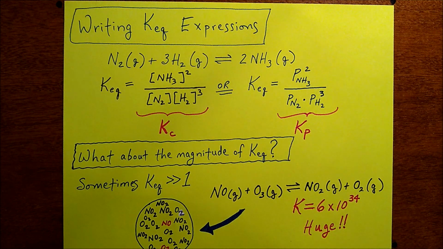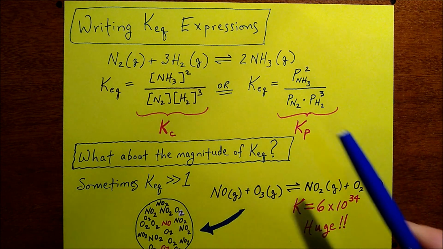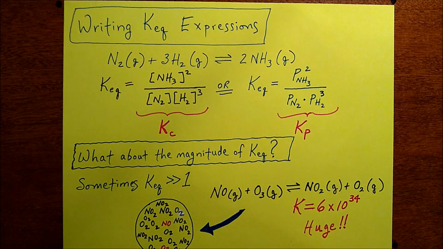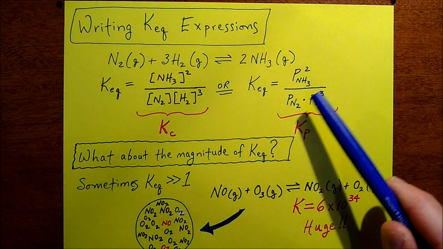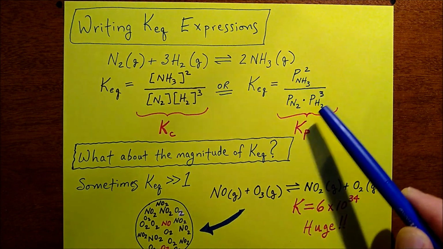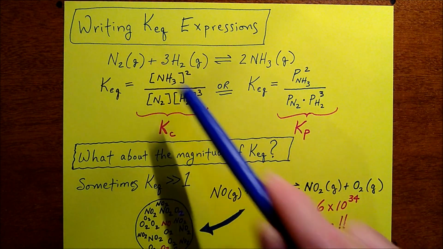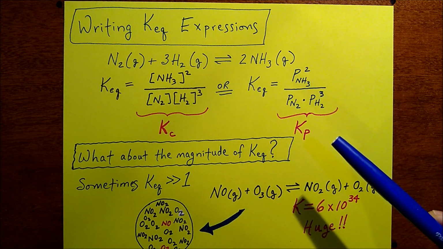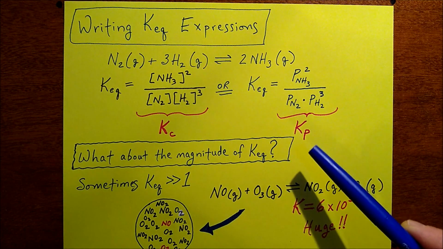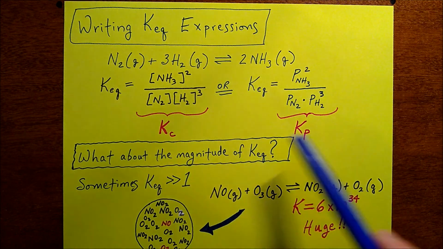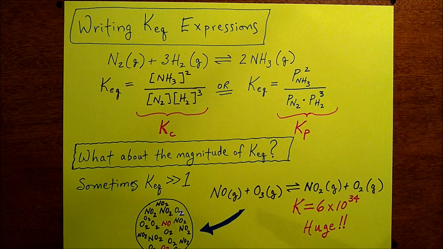The other way to write a KEQ expression is when you have gas molecules. When they're all gases, we can measure the pressure of the gases. So this version of the equilibrium constant looks similar in that the pressures are raised to the same powers as the molarities are, but we're using pressure. And that's a special type of equilibrium constant called K sub P. They're not always equal, but they mean the same thing.